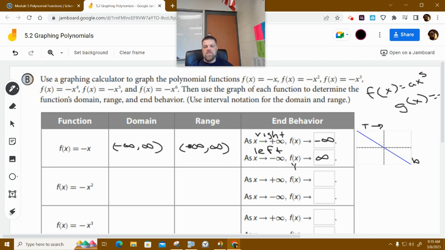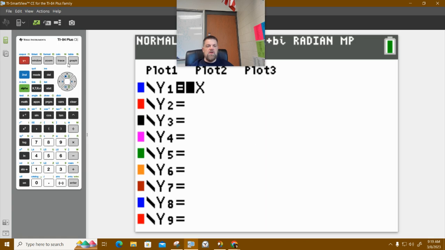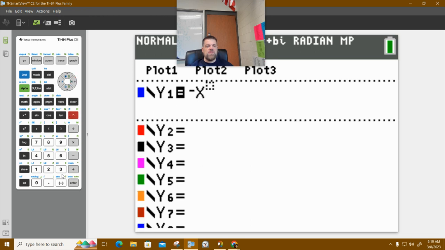Let's do negative x squared. Okay? I don't want to go too fast. Do you guys have that written down? Yeah. Okay. So now what I want to do is I'm going to go and just change this to x squared. So I'm going to go in here and I'm just going to hit my caret symbol and just put a 2 here, just like that.